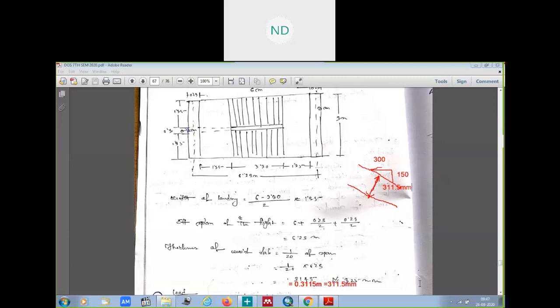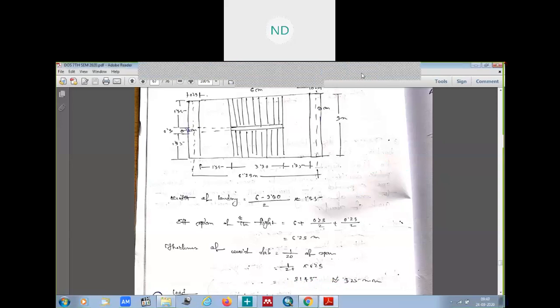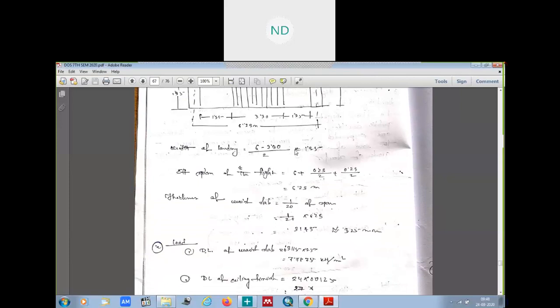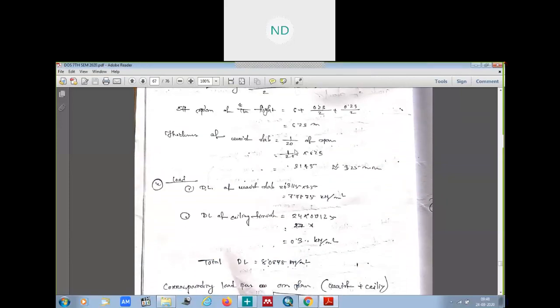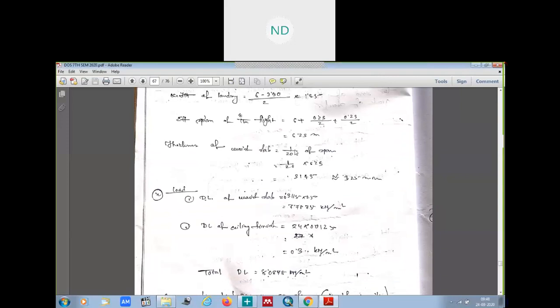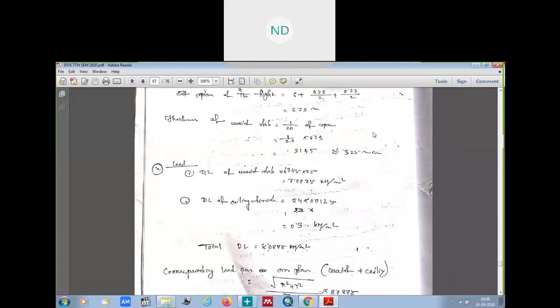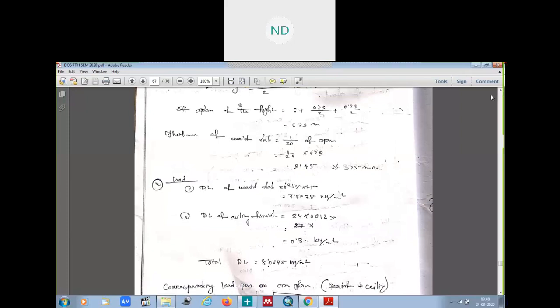Now the next step, which is the load calculation step. This is step number 4, where we are going to consider the loadings. Okay, so I pause this annotations.